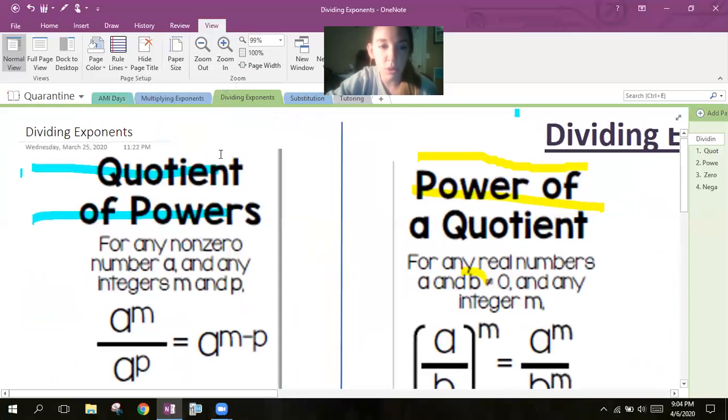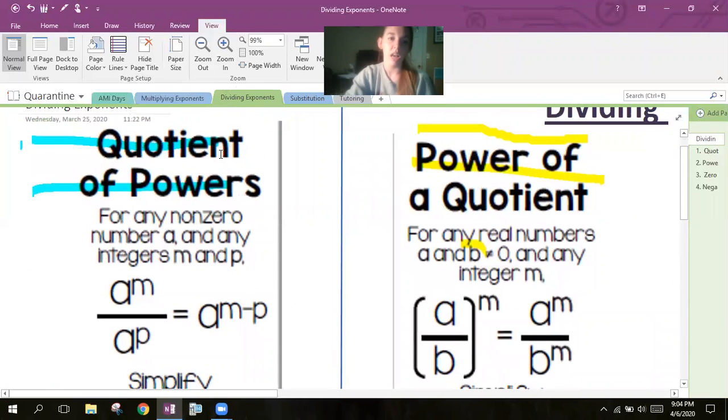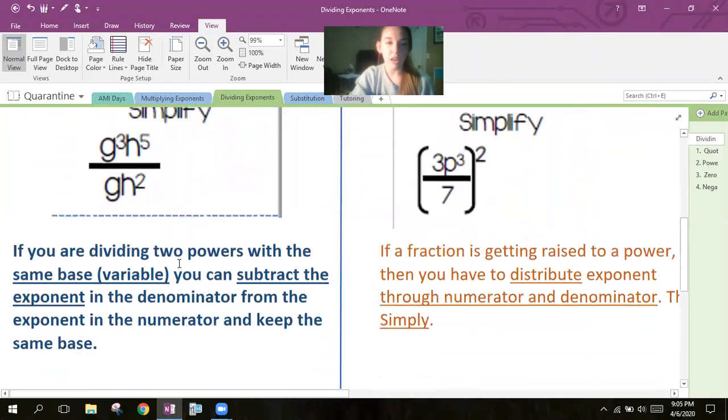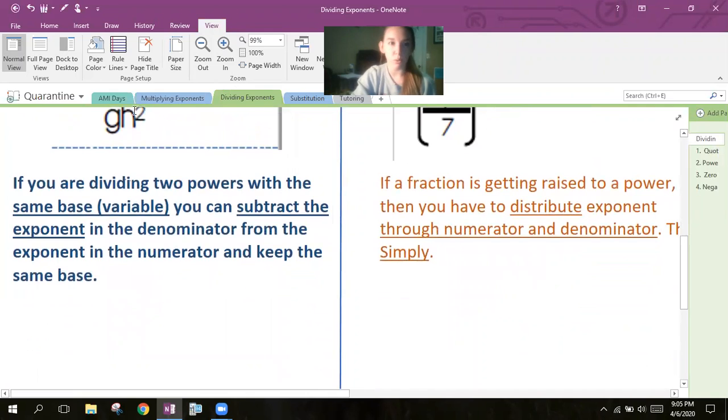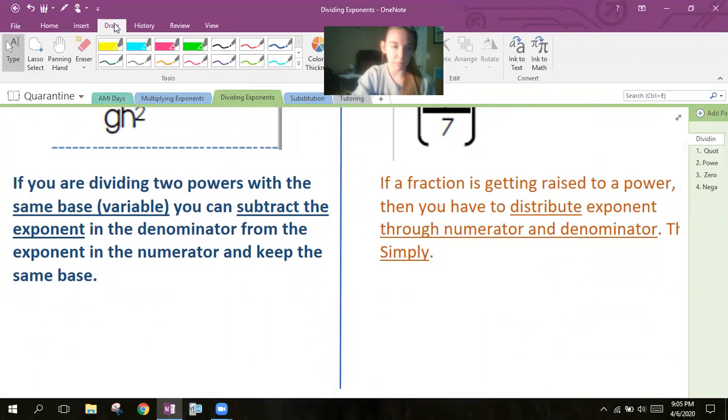Okay, so the first one we're going to be dealing with is the quotient of powers. Okay, so this works for any non-zero number, so any number that's not zero, and any integer m and p. So remember, integer is a whole number, so like 1, 2, 3, -1, -2, -3, those are integers. Okay, but it can't be zero. All right, so I went ahead and wrote out this little definition for you, so let's look at it.